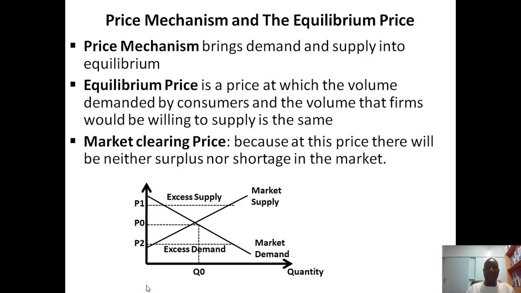Now let's look at the price mechanism and the equilibrium price. What is the equilibrium price? The equilibrium price is a price at which the volume demanded by consumers and the volume that firms would be willing to supply is the same. So with the equilibrium price, there will be no excesses, and so it's called the market clearing price, because at that price you don't have excess, you don't have shortage.